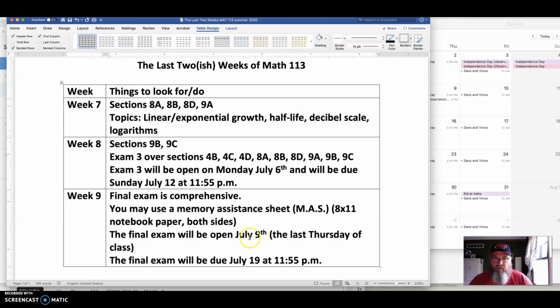So take some time during that week 9, if you want to practice problems, ask me questions, get your memory assistance sheet together and send it to me so I can approve of it. That's what you're going to do in week 9. So you could turn in your final as early as Thursday, July 9th, and as late as Sunday, July 19th.